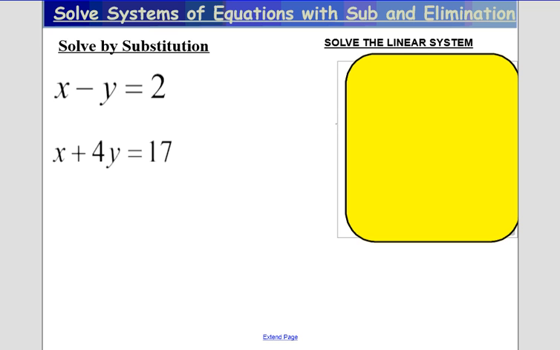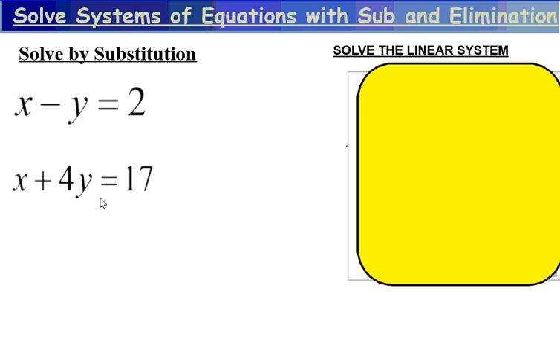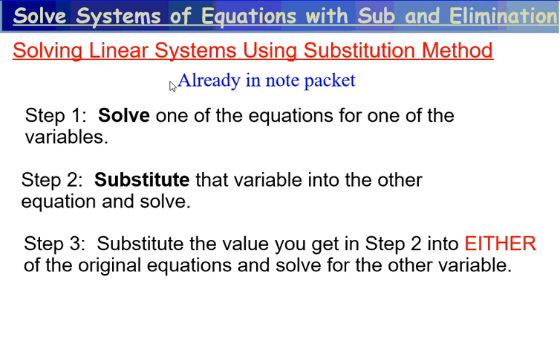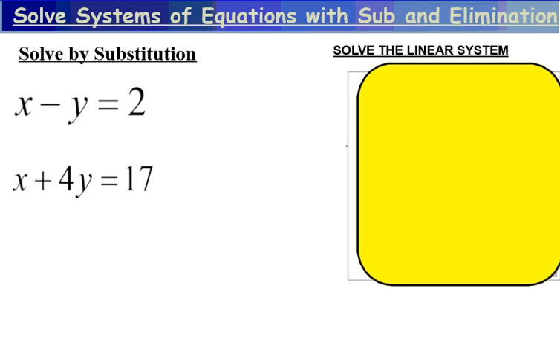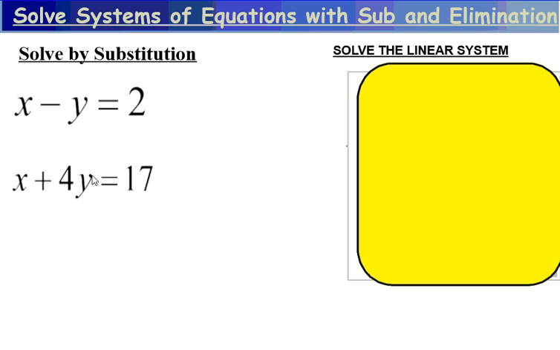We're going to try another where you actually have to do a first step. So if I look at this one, our goal again is to solve by substitution. You already have the steps in your note packet if you'd like to read along. The difference here, though, is unlike the first one we did, which already had one variable solved for, you need to look and think what variable would be the easiest to solve for, and there's probably two.